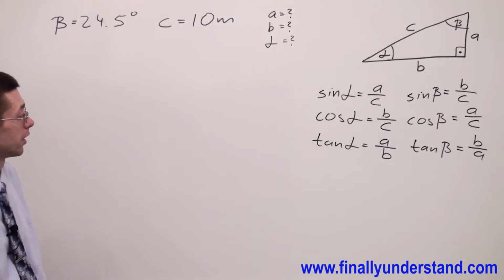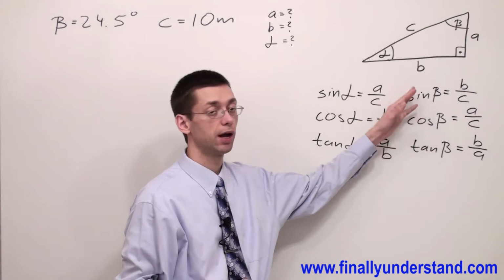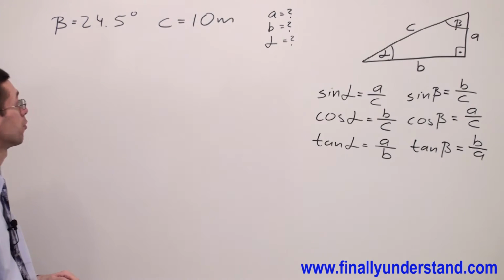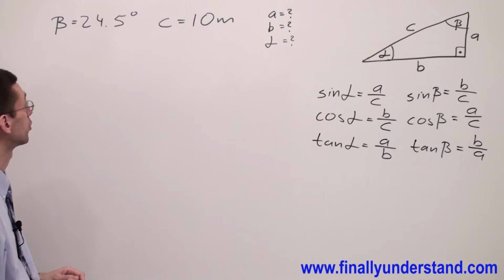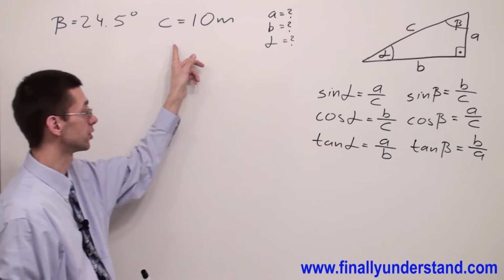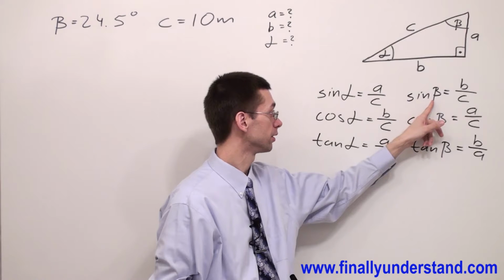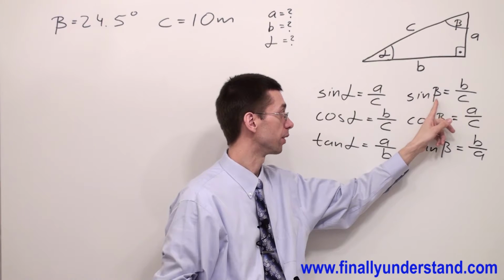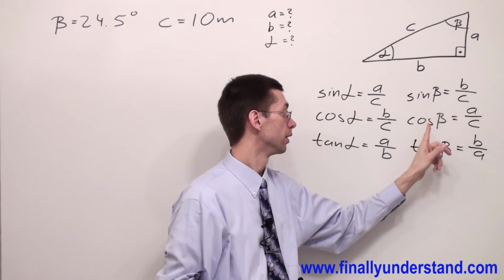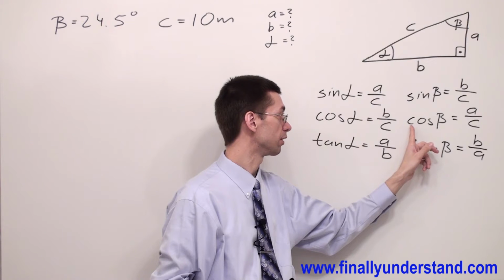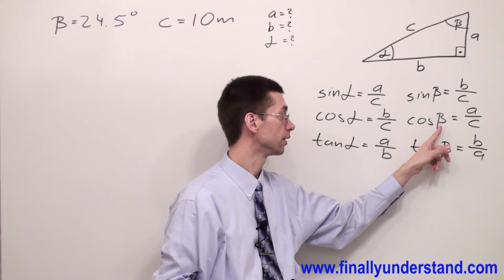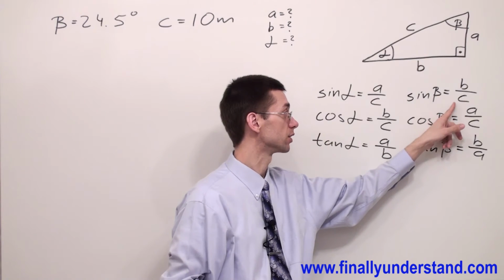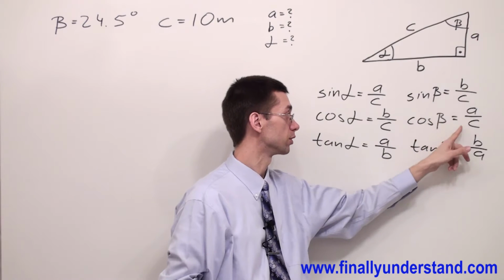Now, let's take a look at these formulas with angle beta. Again, we're supposed to look for the formula which will contain two pieces of the information. We have angle beta given and side C. So if angle beta is given and side C, I can use this formula for sine of angle beta to find side B. And also I can use the formula for cosine beta to find side A. Why? Because beta is given and C is given. So from this formula I can find B, from this formula I can find A.